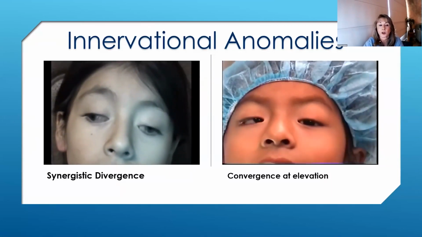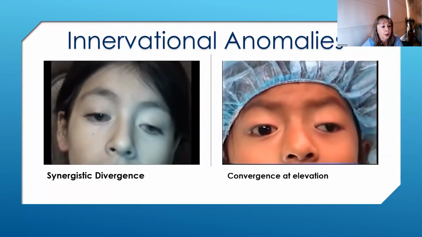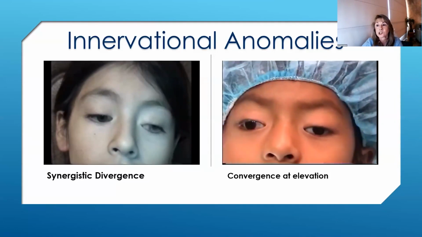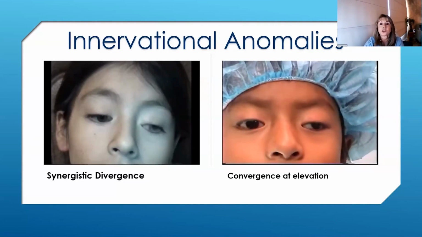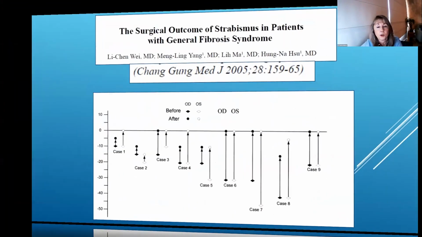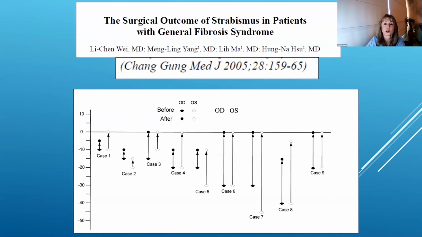eyes converge. So all these anomalies, the anatomical anomalies and the innervational anomalies, make the surgical planning of these patients so difficult. And this will make the results so variable and unpredictable. The huge variability in the surgical results of these patients has been reported in several papers.